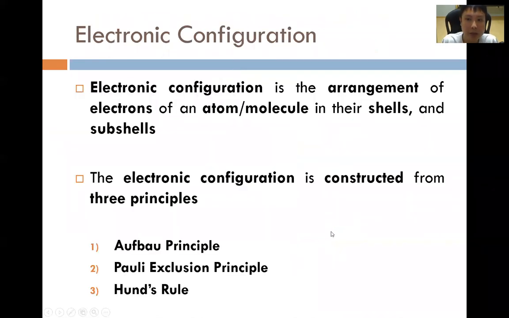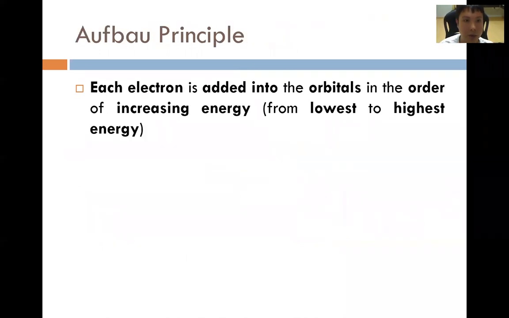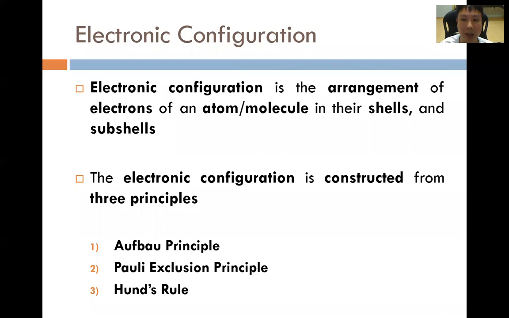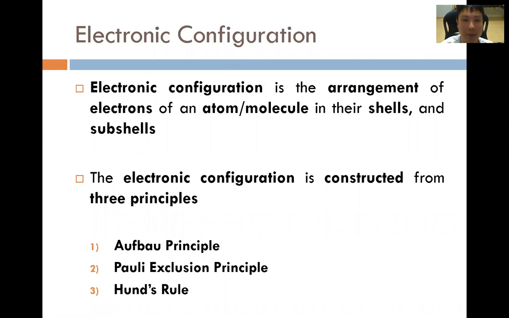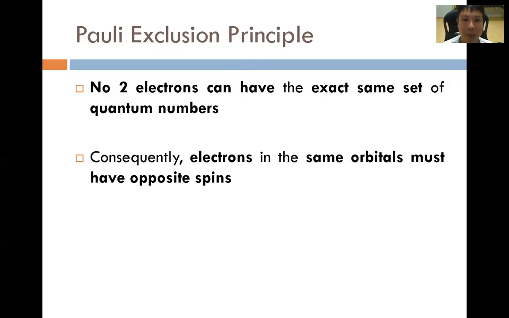Okay, so electronic configuration is the arrangement of electrons of an atom or molecule into their shells. So basically filling up the electrons in the different subshells. And it's constructed from three principles, which is the Aufbau principle, the Pauli exclusion principle, and also the Hund's rule. So the Aufbau principle basically says that an electron is added into the orbitals in the order of increasing energy from lowest to highest energy. And this is basically what I've been emphasizing from the start of the lecture. You fill it up from the bottom up in terms of energy-wise. The Pauli exclusion principle states that no two electrons can have the exact same set of quantum numbers.